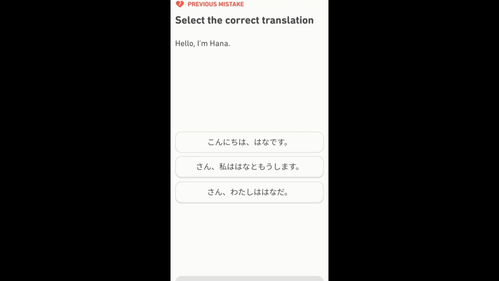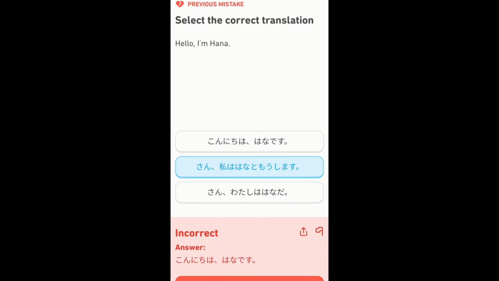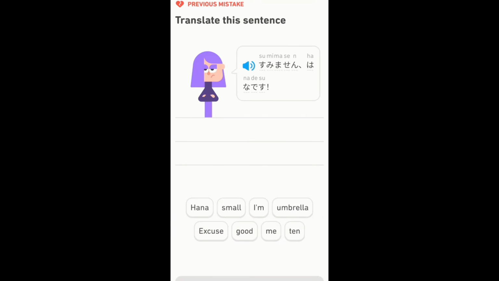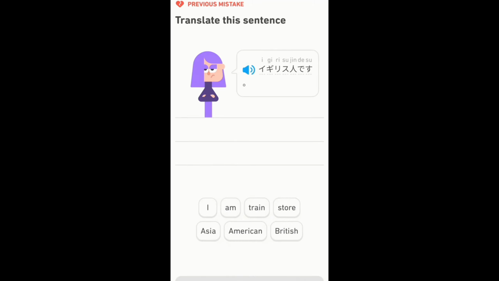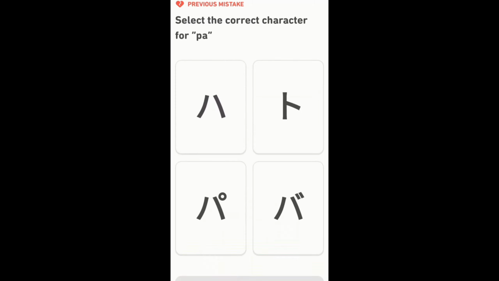Hello, I'm Hannah. We've talked a lot about this. So you know what hello is, and you know how to say my name is, so it'd be Ohayo Hana desu. And then now it's sumimasen. Sumimasen means excuse me. Hana desu. So we already know what Hana desu is. I am Hana. And sumimasen means excuse me.